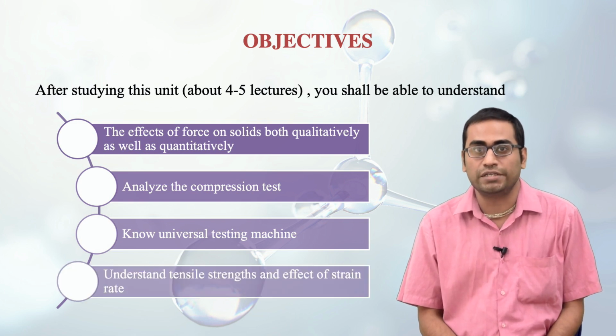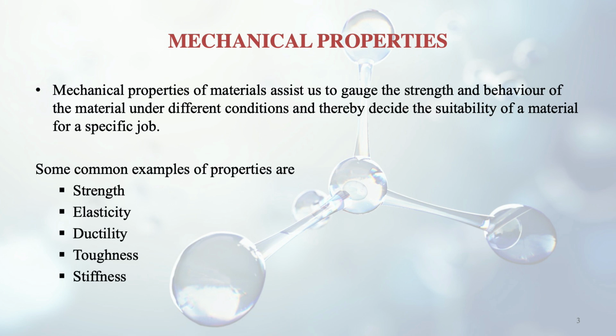number of properties. So when we talk of mechanical properties, it comprises different things, like some examples given here: strength, elasticity, ductility, toughness, stiffness. All these things you will be able to know, and you will be able to gauge the strength and the behavior of the material under different conditions, and thereby decide the suitability of a material for a specific job.